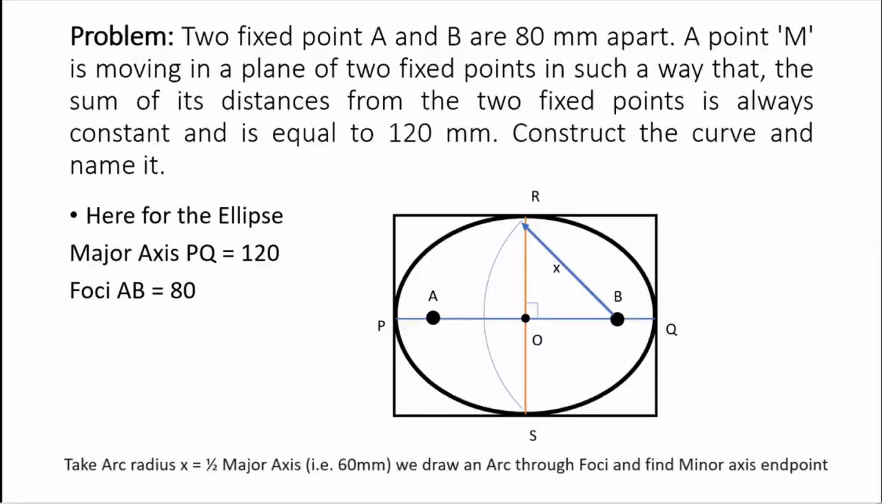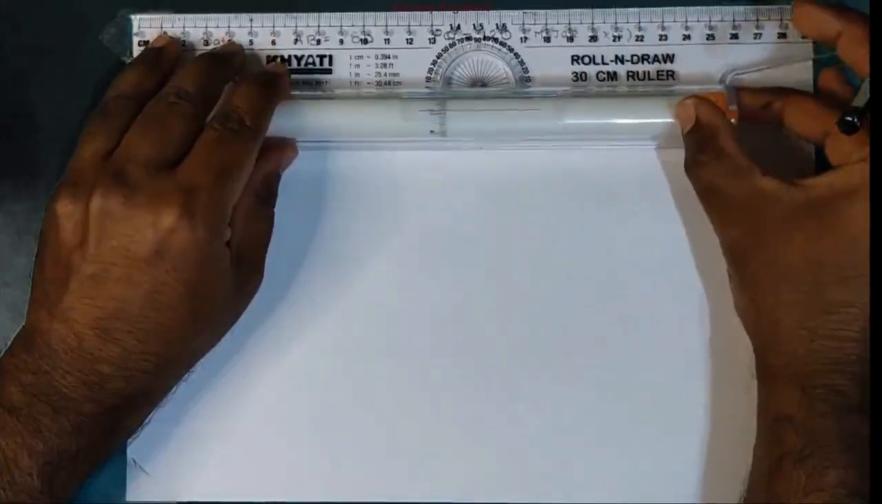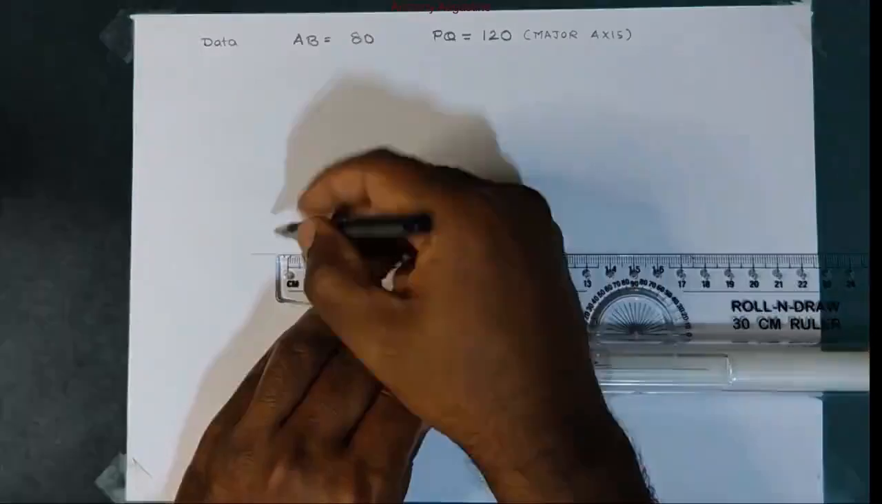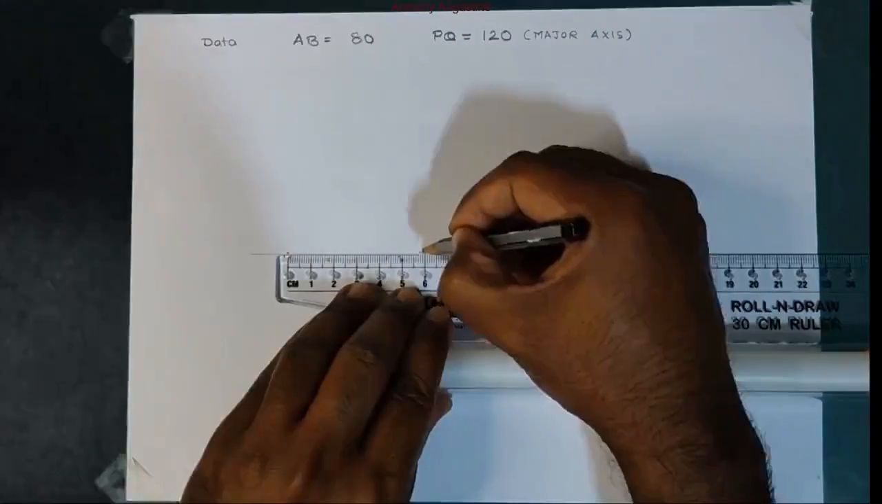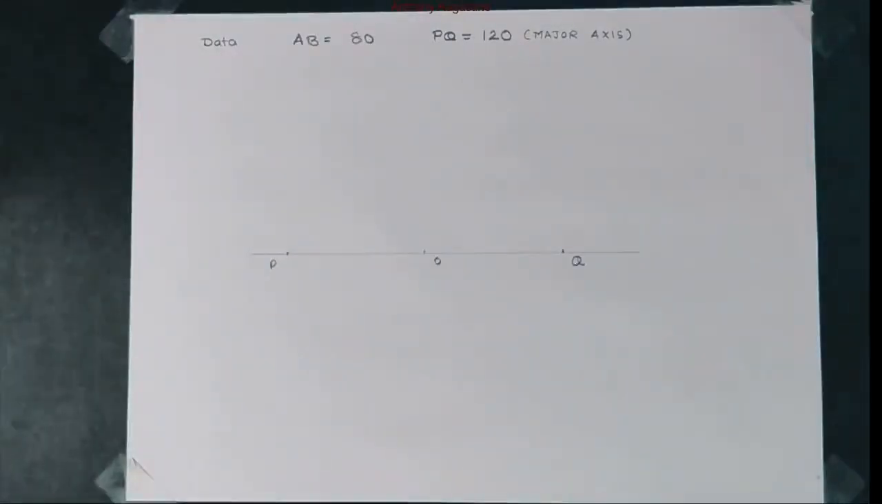Now we'll move to the actual problem solving. Since we have gone through the overview, we'll now actually solve the problem. So it always starts by the data interpretation, and we know that PQ is the major axis and AB is the foci. We draw a horizontal line 120 mm long, and we'll find its midpoint also at 60 mm. So this is P and this is Q, and center is point O.